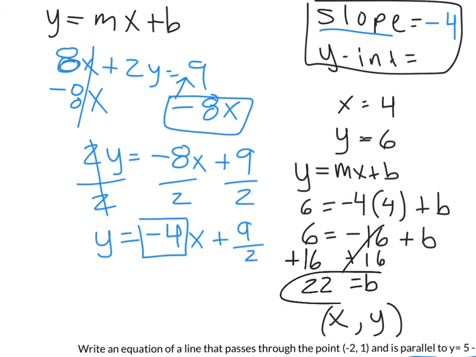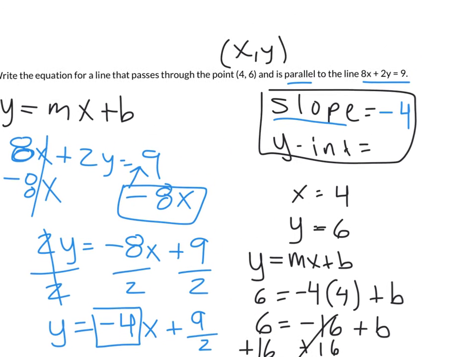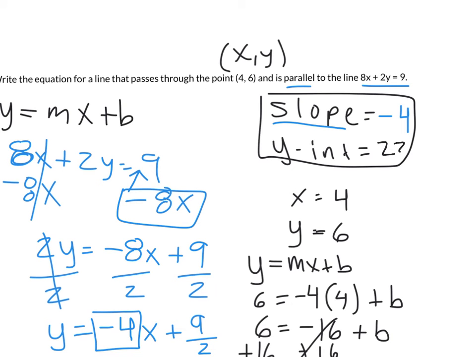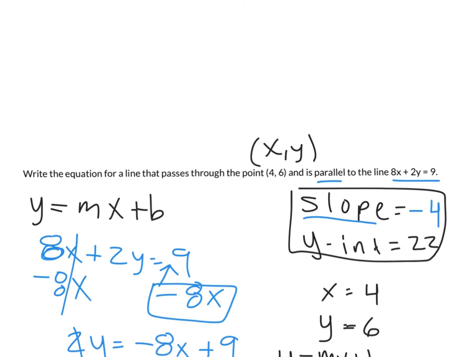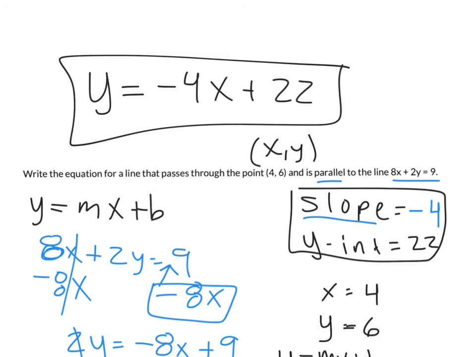So we can see here that b is equal to 22. So I'll go back up here and write 22 for our y-intercept. And now the last thing we need to do is write our equation for this line. In order to do that, we're going to write y equals mx plus b and plug in our slope and our y-intercept. So y equals m, which is negative 4, x plus b, which is 22, and there is our equation for this line. Let's do one last one here that's a little bit different.